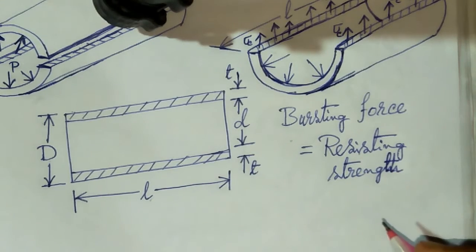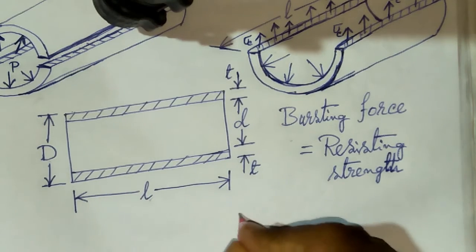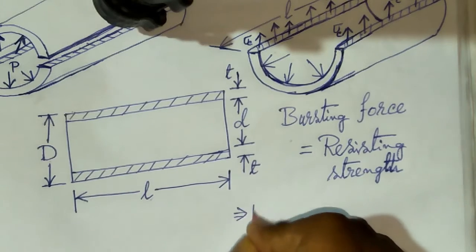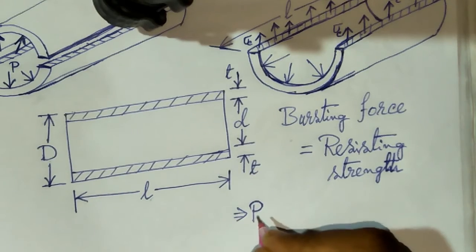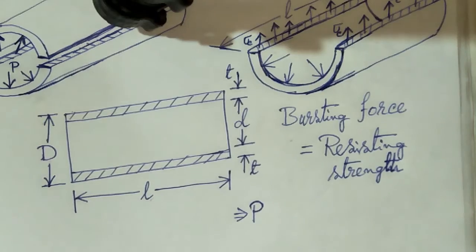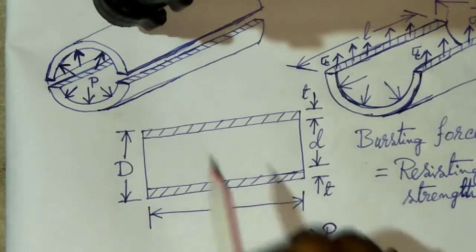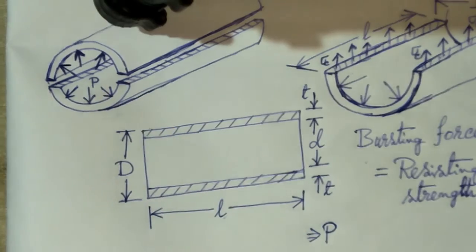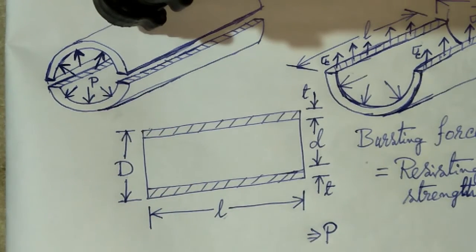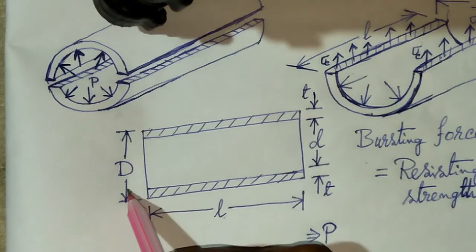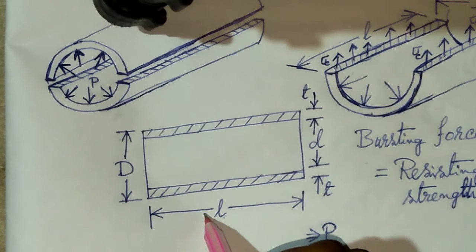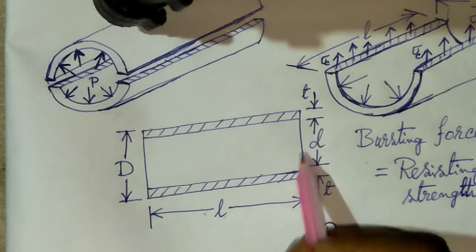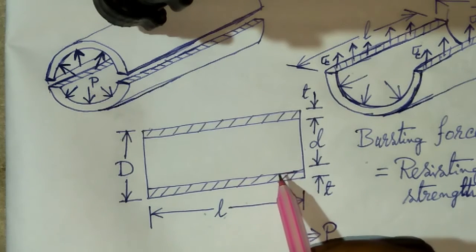Now, resisting strength. So what is bursting force? Bursting force is nothing but the internal pressure P into the projected area. In this figure you can see this is P, the internal pressure, and the projected area is obviously d into L. So, small d into L is the projected area.